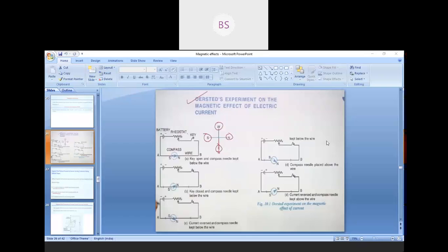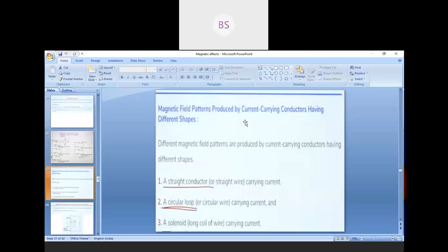After that I mentioned magnetic field patterns produced by current carrying conductors having different shapes. We have to take different shapes and find out how we can find the patterns of the magnetic field when we take different conductors. So which are those different conductors? A straight conductor carrying current is one type, then a circular loop carrying current, and a solenoid carrying current.